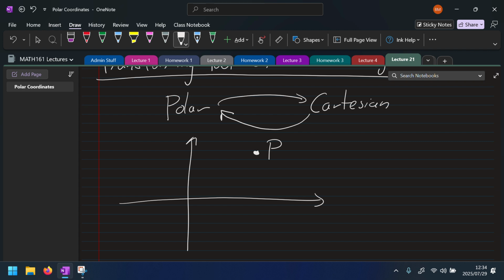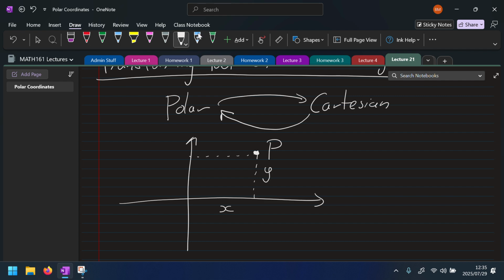So firstly, for Cartesian, what do we need? We need the x distance and the y distance. This distance here will be x: from the origin to P, going horizontally, that distance is x. From the origin to P vertically, that distance is y. So horizontal distance x, vertical distance y, that gives us our (x, y). Now that's in Cartesian, we know how to do that.